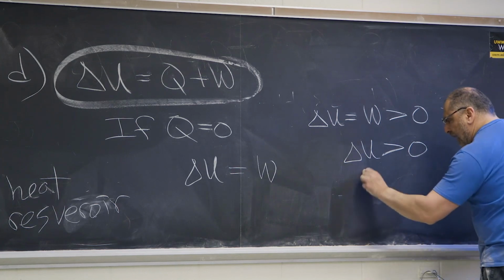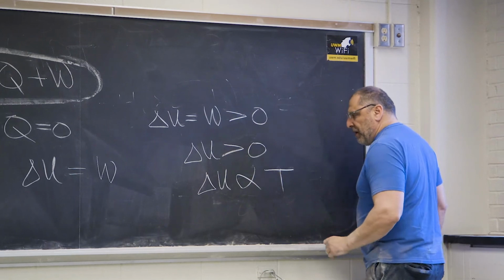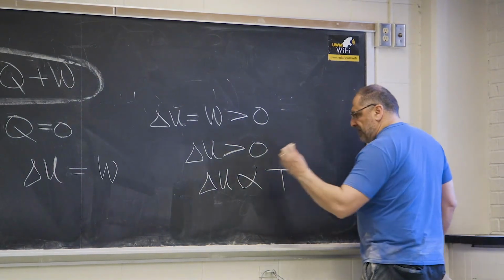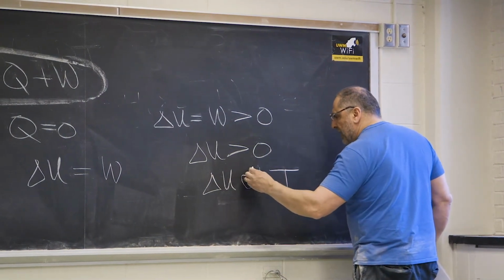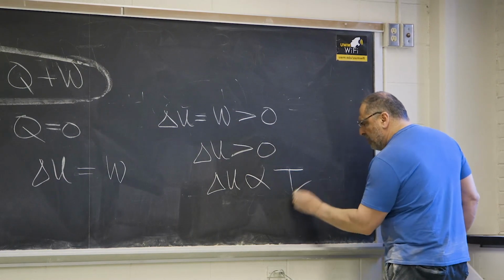For an ideal gas, didn't we say delta U is solely dependent on absolute temperature? If there's a delta U that's positive, an increase in delta U means an increase in temperature.